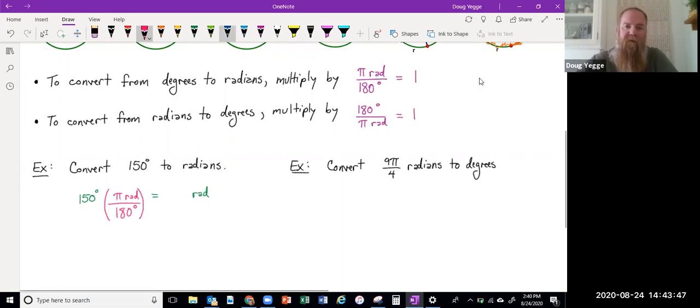And therefore, when we multiply those, that ends up giving me 150 pi over 180. And notice that there's no degree symbol anymore because the degrees canceled. But notice that we're always able to simplify that a bit more as well. So we could simplify that by dividing out a 10. And it gives me 15 pi over 18.